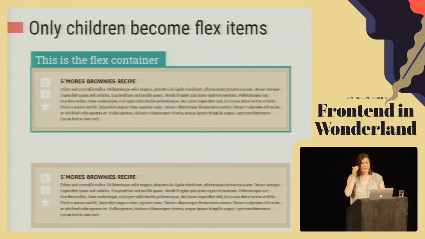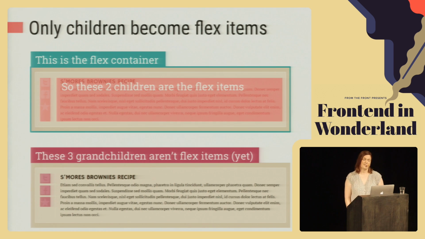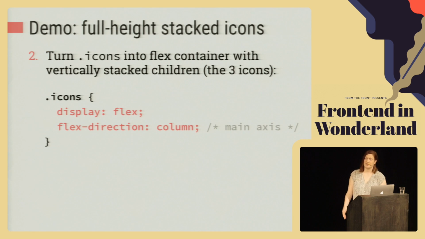So now the icons and the content sections are equal height flex items, but I haven't done anything to the individual icon images. They are not flex items because only children of a flex container become flex items, not all descendants. But something can be both a flex item and a flex container. So I turn the icon section into a flex container, which makes its 3 children icon images flex items. But this time, I set flex direction to column to stack them vertically. So the default value of row places them side by side, but column value lays them out vertically from top to bottom. This doesn't change anything visually yet. They already were stacked vertically.